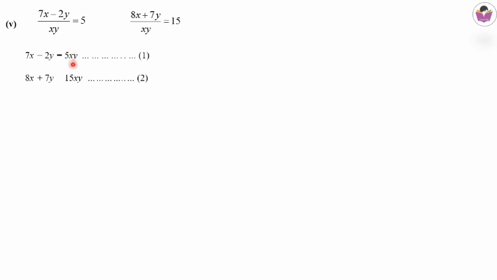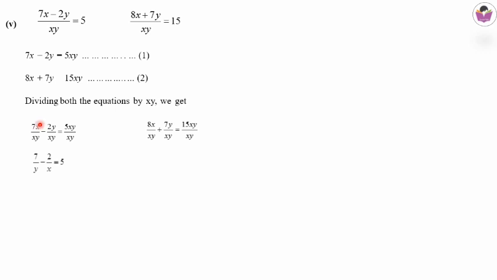Next we have to eliminate this xy, because we want a constant term. What you have to do is divide both sides by xy in equation number 1 and 2. In equation 1, 7x, 2y, and 5xy, the three terms are divided by xy. Then in equation 2, 8x, 7y, and 15xy, the same way, each term is divided by xy.